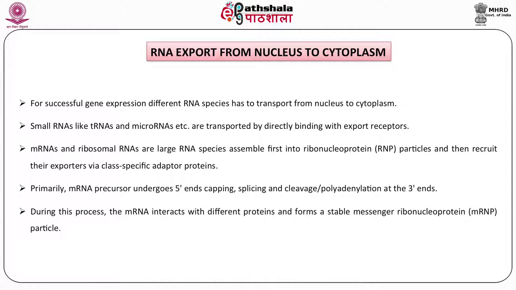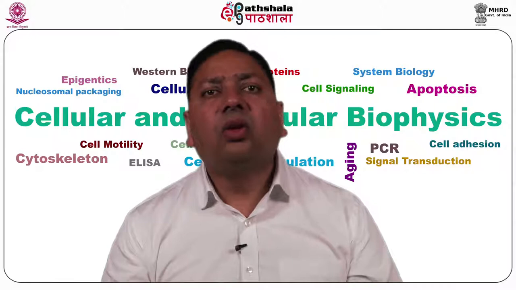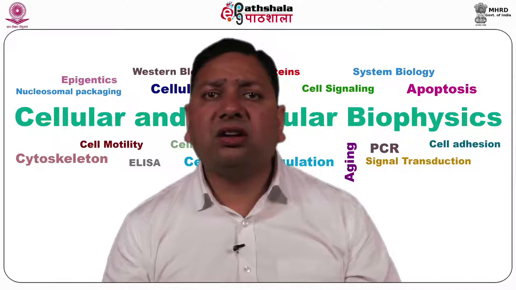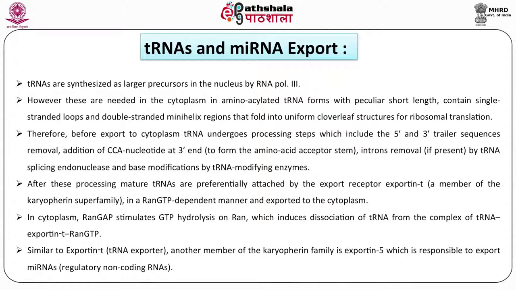Primarily, mRNA precursors undergo 5' end capping, splicing, and cleavage and polyadenylation at the 3' end. During this process, the mRNA interacts with different kinds of proteins and forms a stable messenger ribonucleoprotein, that's called the mRNP particle. Now, I'll talk about tRNA and miRNA export.